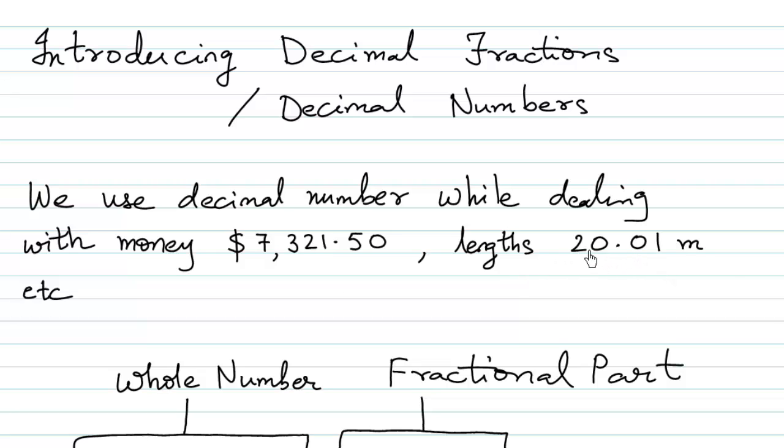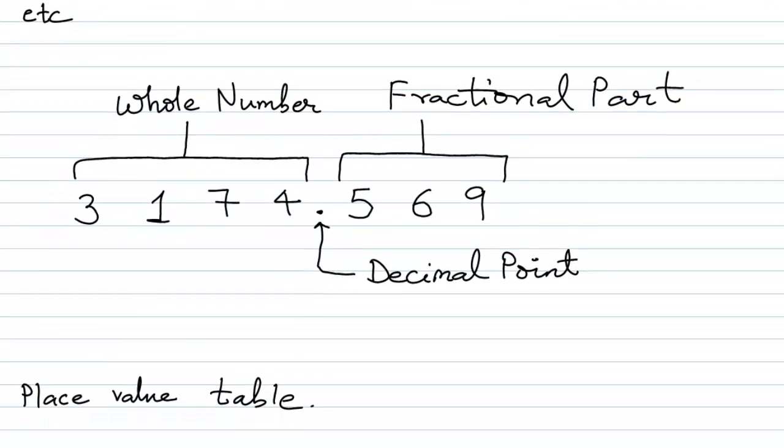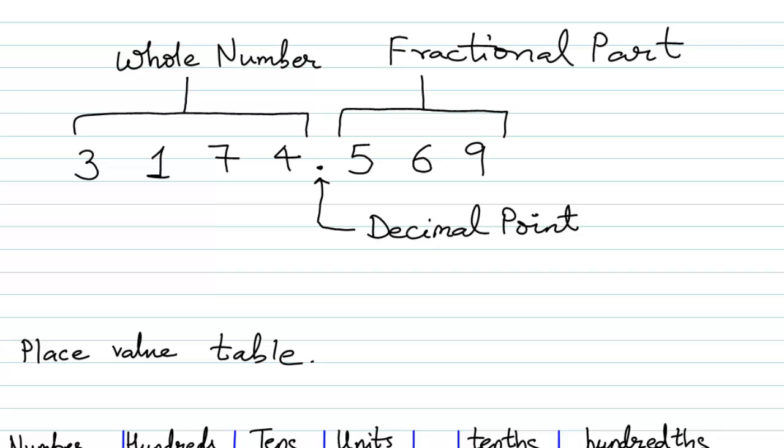For instance, 20.01 meters. So over here, 20 meters is the whole number, and 0.01 meter is the fractional part of it. Or we can say this is simply 1 centimeter. So it's 20 meters and 1 centimeter. So let us now learn these decimal numbers in slight detail.